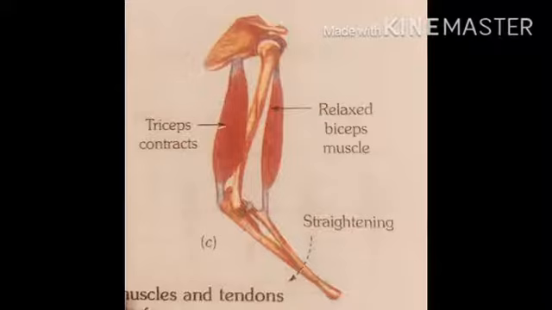Everyone can draw these three figures in homework copy or classwork copy and label them properly and mention the systematic diagram. First, this is the muscles and tendon. In second, you have to mention this is the bending of the arm, and in the third you have to mention this is the straightening of an arm.